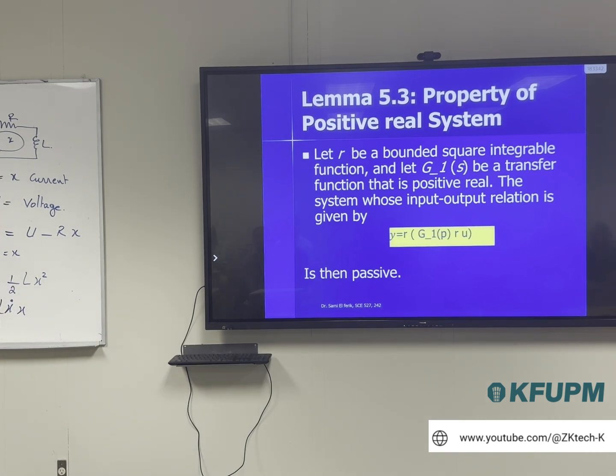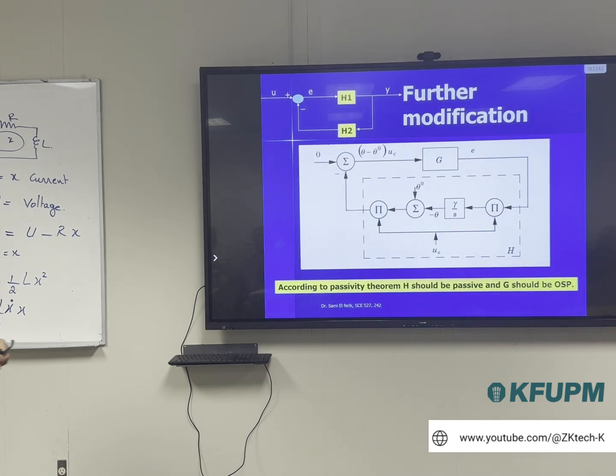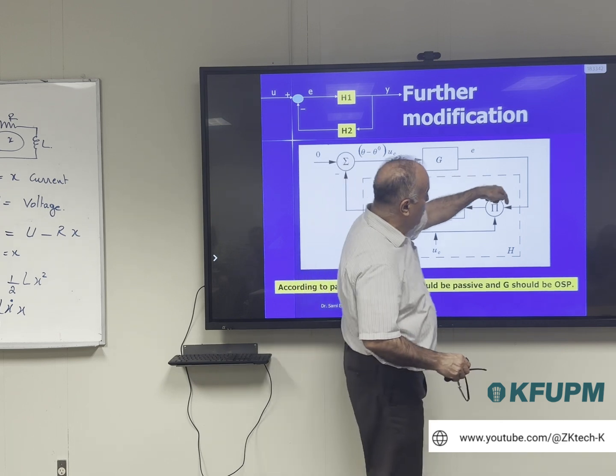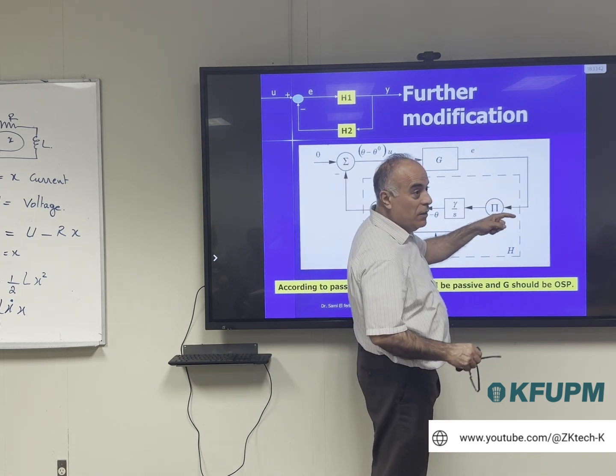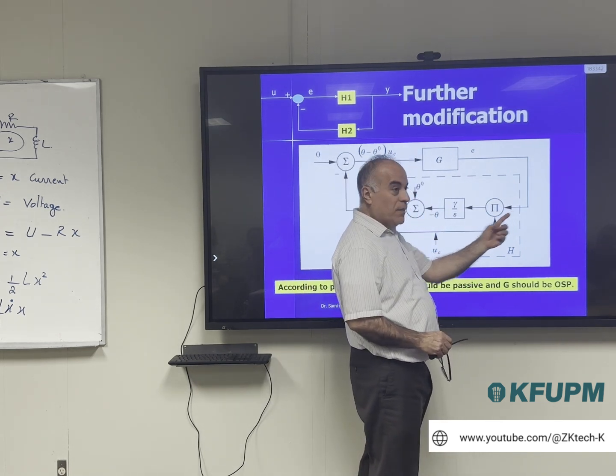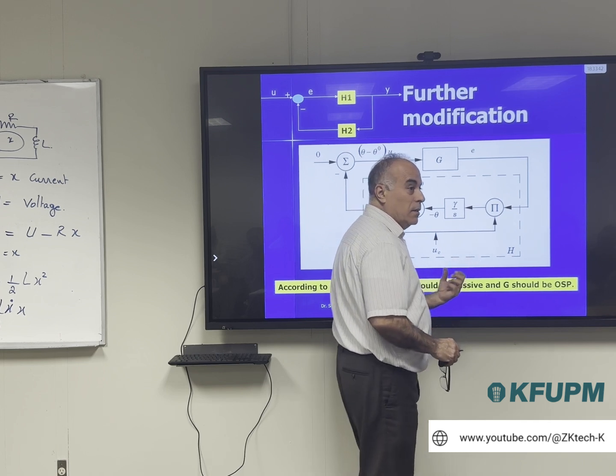Gamma over, because the output is error. So the output is error. The output here is U for your system. So in this equation, this is U, and this is R. Alright?